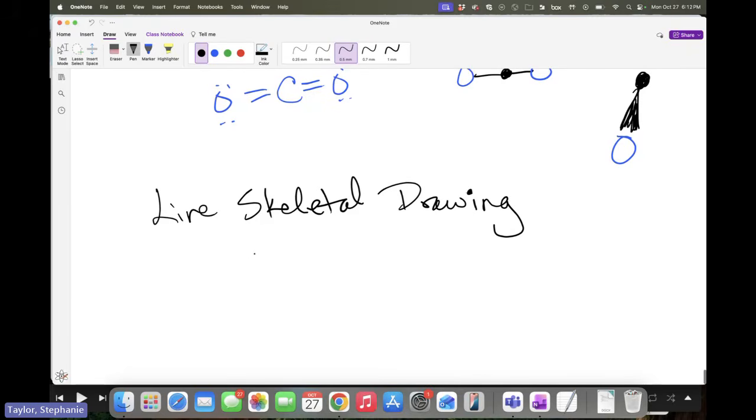So what the line skeletal drawing was asking, and let's say that we gave you a formula that was structural. Let's say we asked you guys to draw the line skeletal diagram. We'll just go with this guy.